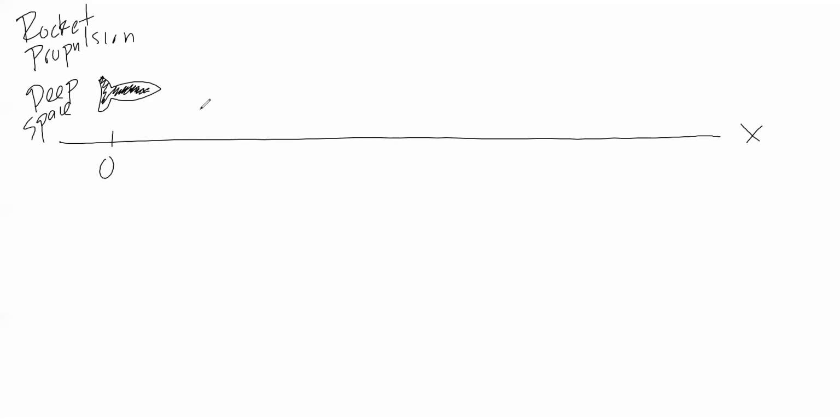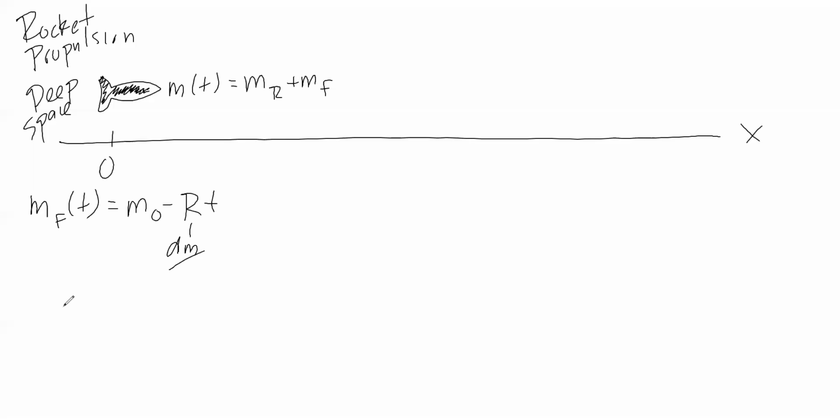So let's define some symbols for this. We've got fuel and we've got the rocket, and that's the total mass. The total mass is a function of time. It's equal to the mass of the rocket, let's be as explicit as we can, plus the mass of the fuel. The easiest thing to say is that the mass of the fuel as a function of time, m subscript f of t, is the starting mass of the fuel, m0, minus capital R times time. If you look at R, it has units of dm over dt. It's a fuel rate, a rate of burning fuel.